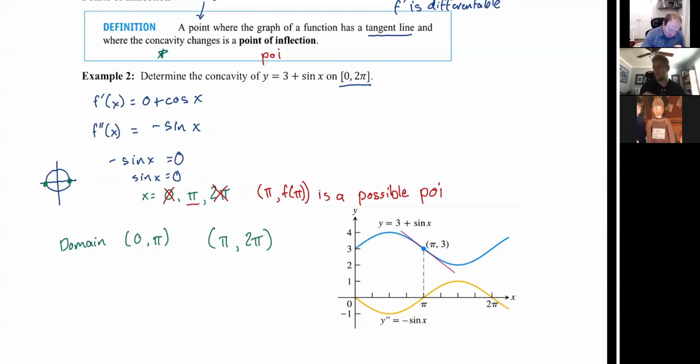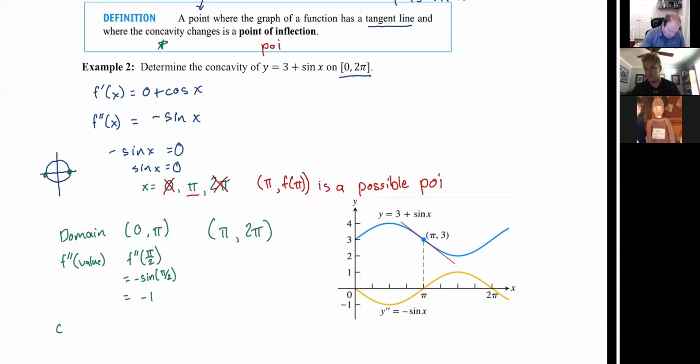So what we're going to do is take some value and plug it into the second derivative. So let's do f double prime of pi over 2. If we look at minus sine of pi over 2, we see that this indeed is going to be a -1. So what is the concavity on this first interval? Well, it's concaving down. And you can see that from 0 to pi, the graph, if you put your hand on it, is concaving down. I gave everyone bare hands today.